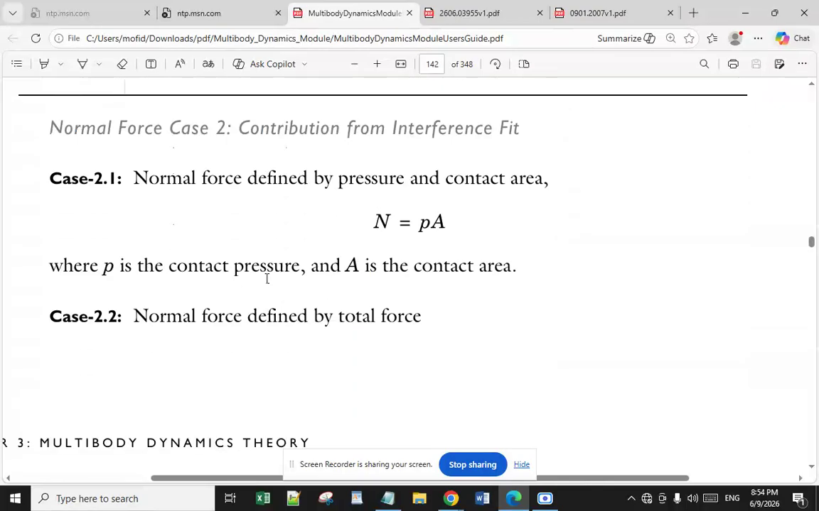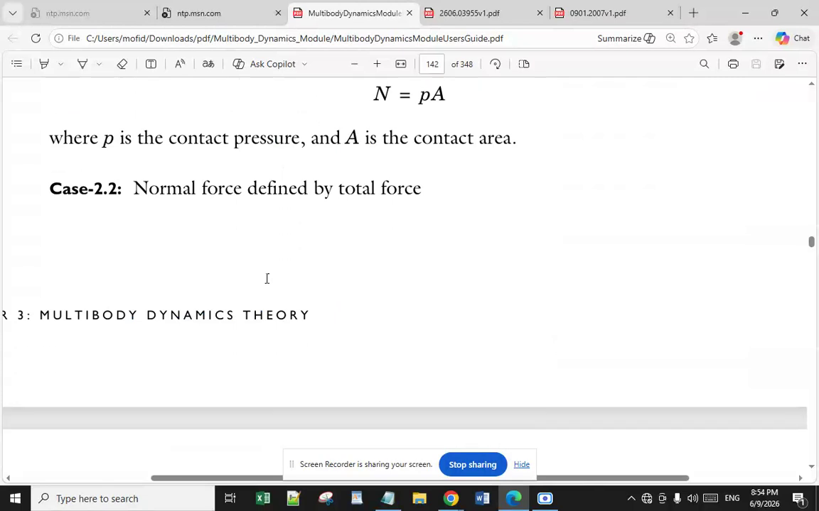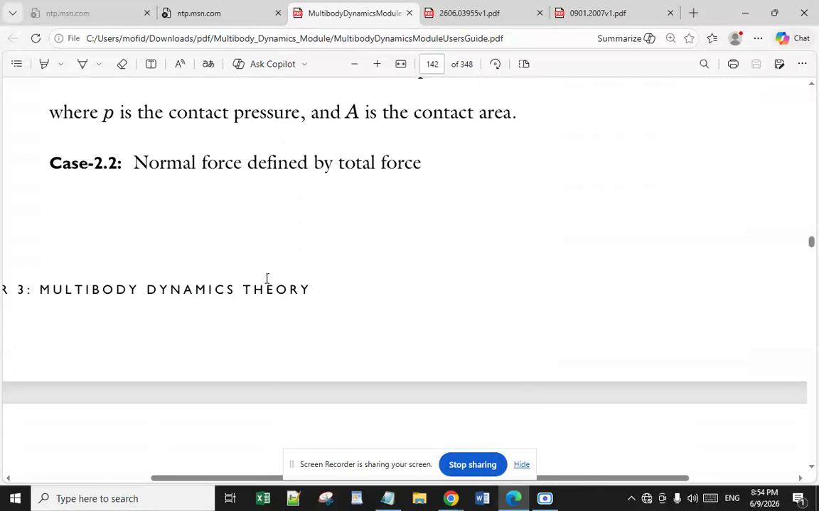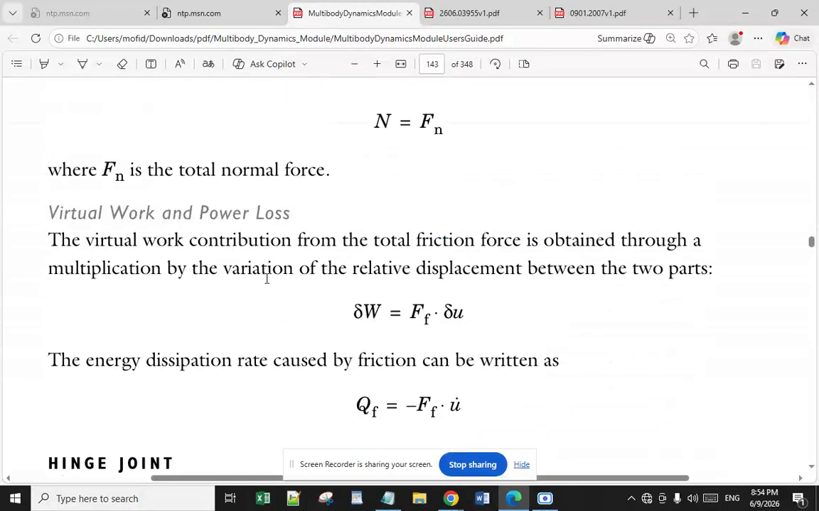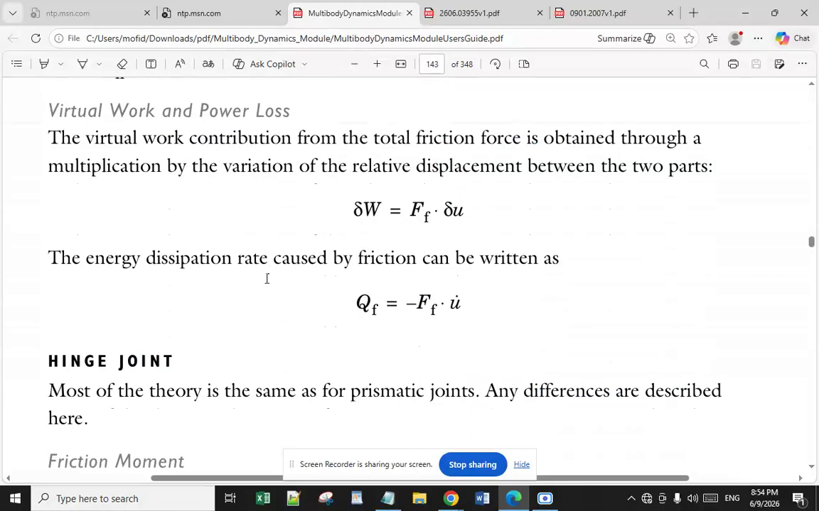Normal force case 2, contribution from interference fit. Case 2.1, normal force defined by pressure and contact area: N = PA, where P is the contact pressure and A is the contact area. Case 2.2, normal force defined by the total force: N = Fn, where Fn is the total normal force.